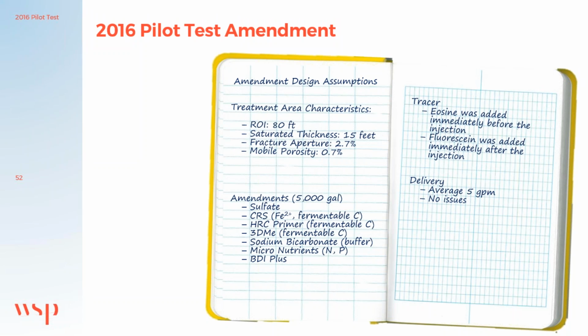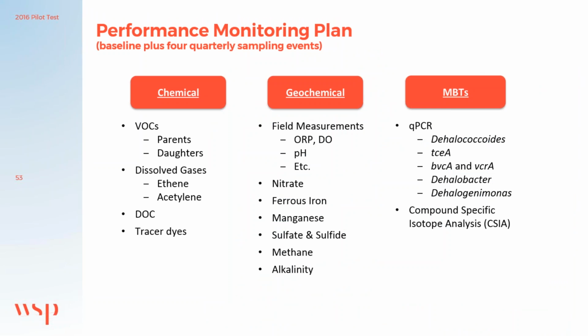For performance monitoring, we planned 4 rounds of sampling for the parameters listed here. This parameter list was designed not only to monitor VOC trends, but to assess the mechanisms of degradation.